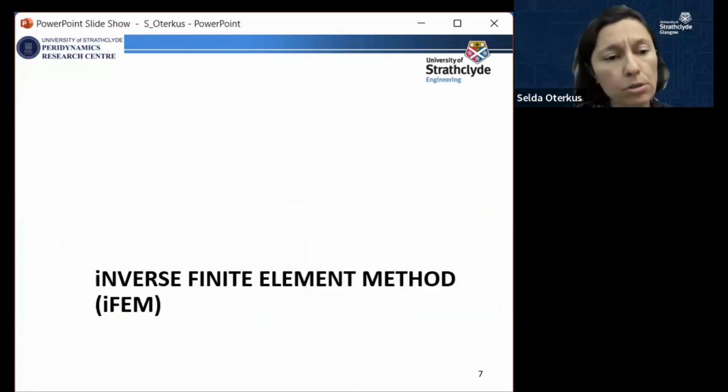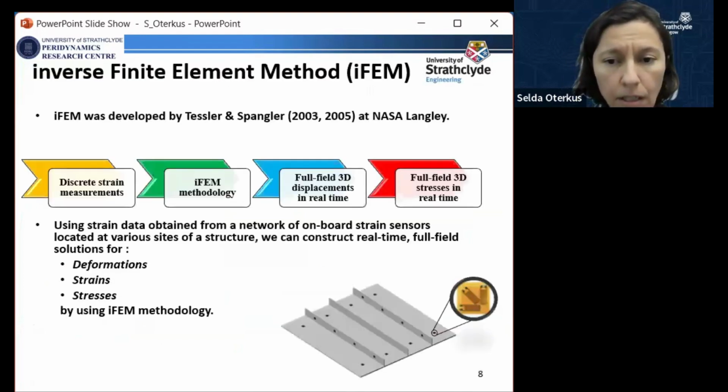First, I would like to introduce you to the inverse finite element method, or in short form, IFEM. IFEM was developed at NASA Langley Research Center for real-time monitoring of structures. Especially, it was initially developed for aerospace structures. It was developed around 2003. And then later on, we applied this methodology for marine applications.